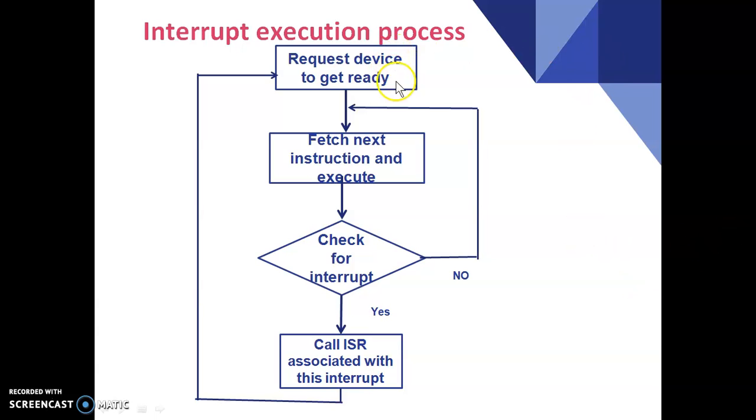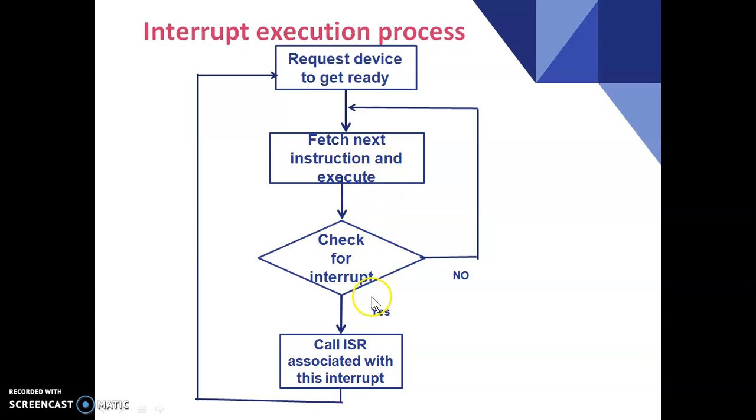Once the requested device is ready, the microprocessor gets the instruction and executes it. Now, after execution of every instruction, it checks for an interrupt. If there is an interrupt, then it will call the interrupt subroutine which is associated with the particular interrupt. If there is no interrupt, then it will go back, fetch the next instruction, and execute it.